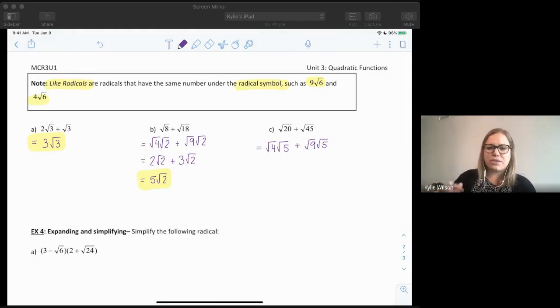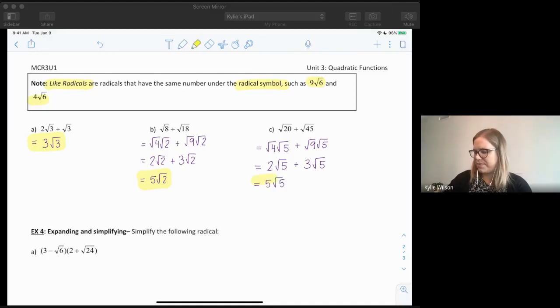Feel free to also find all your perfect squares and maybe write them at the top of your page if you don't know them off the top of your head. We'll do enough of these that you'll start to know them really well. So now we have like radicals because they both have a root 5. So that means that we can simplify them and then combine them. So that will give us 5 root 5 like that.